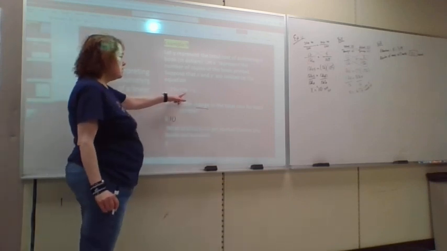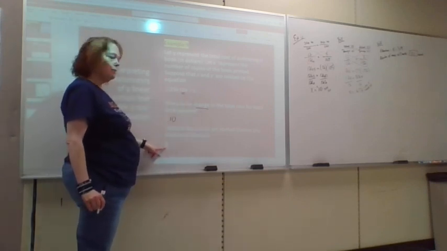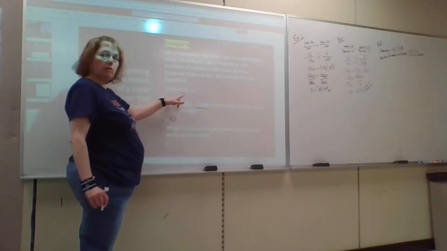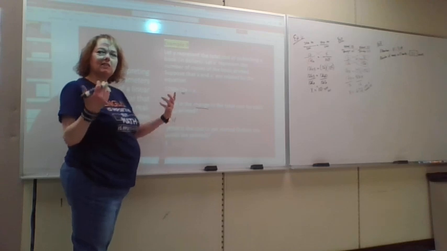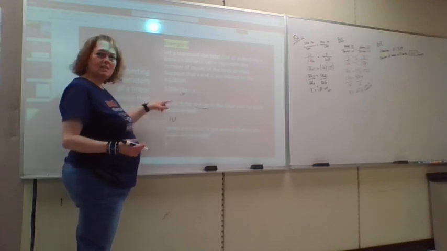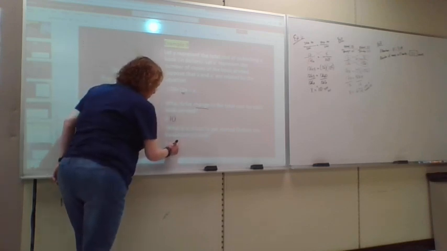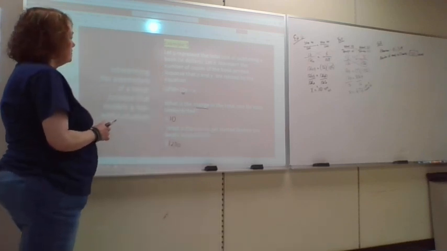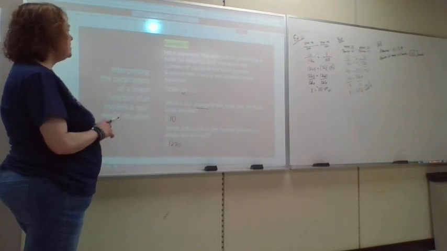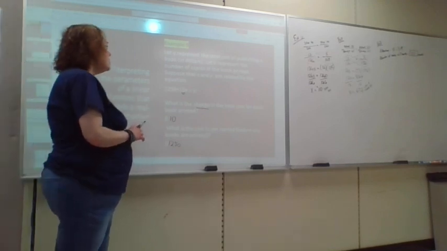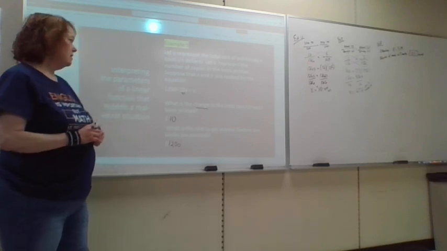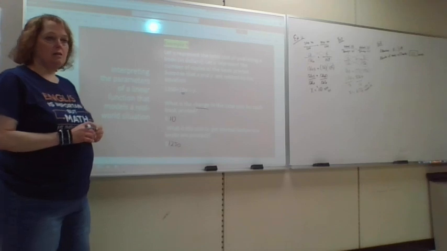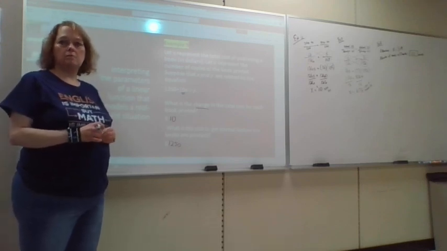So if I let x be 0, what would it be? Anything times 0 is 0, so you would just get this constant. So in this example, even if there were 0 copies of the book printed, they would still have a cost of $12.50, even though no books were published.